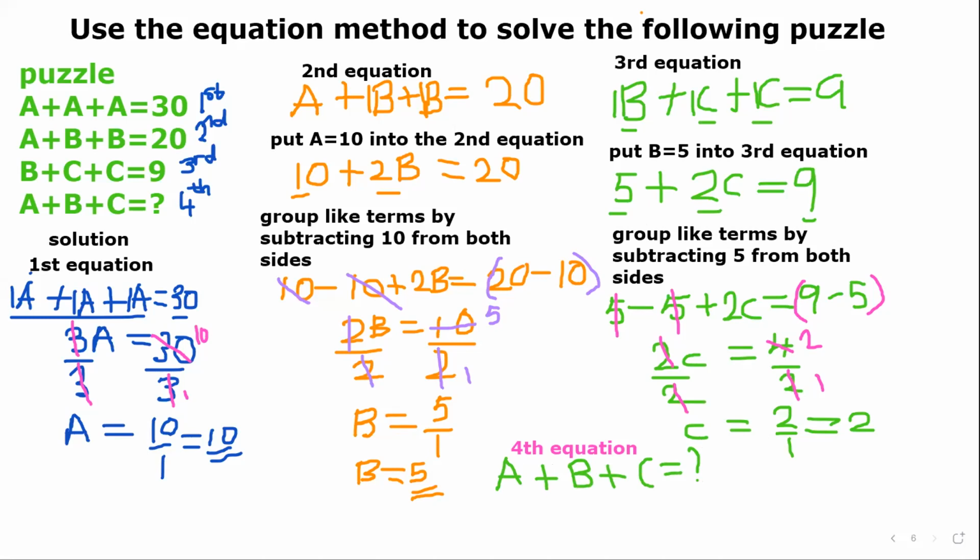Now, because we know the A, B, C, we can write something here. Put A equal to 10, B equal to 5, and C equal to 2 into the fourth equation.